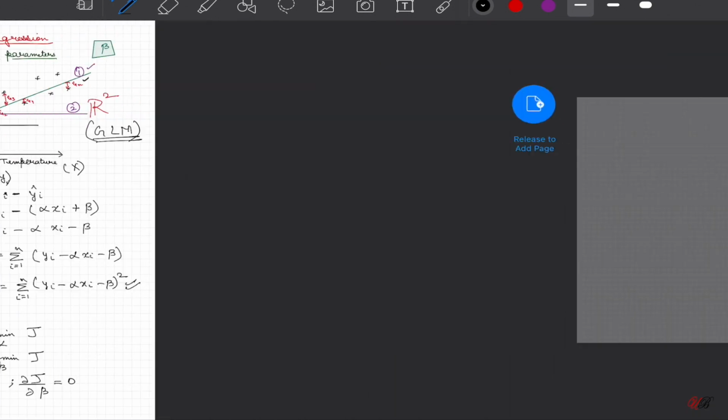So those who are new to calculus, or it has been a while since you have used calculus, I'll go step by step, so you don't have to worry. All you have to do is go through the steps, follow them, and try to do these calculations on your own to get a good understanding. So let us differentiate J with respect to alpha.